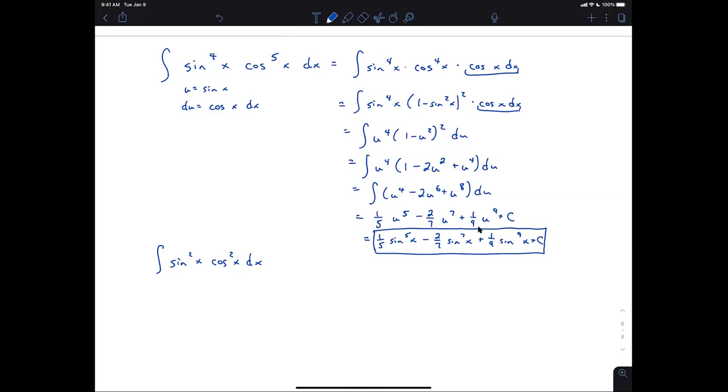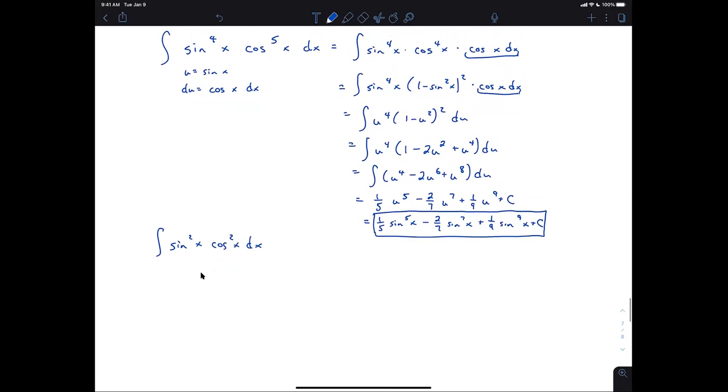Okay, so for sine and cosine, that works when one of them's odd. When they're both even, then you use half angle formulas. And these are the ones I wrote earlier: sine squared is 1/2 times 1 minus cosine of 2x, and cosine squared is 1/2 times 1 plus cosine of 2x.